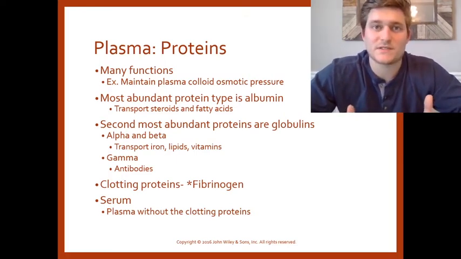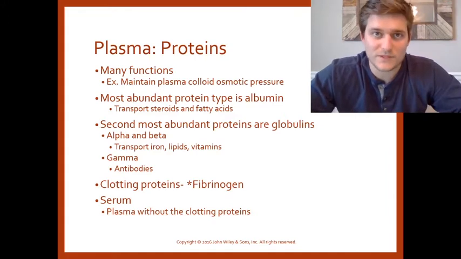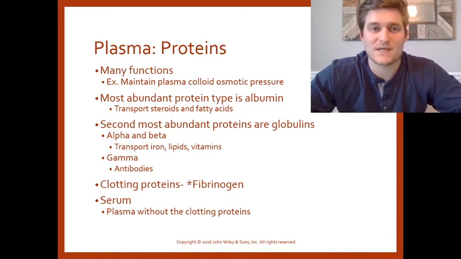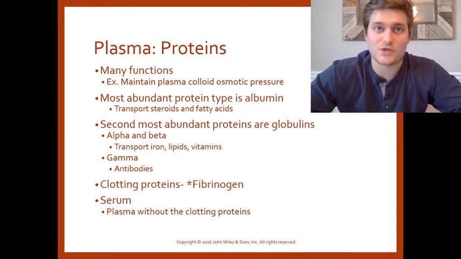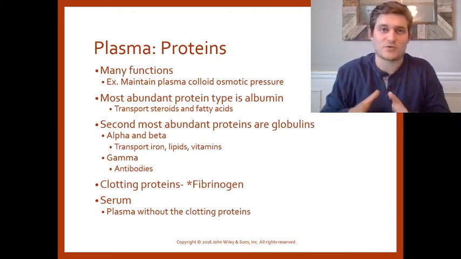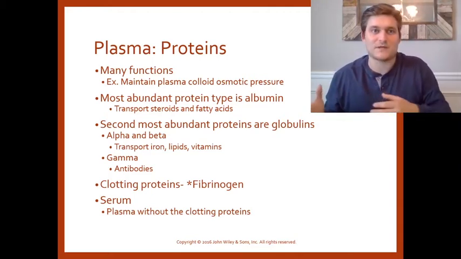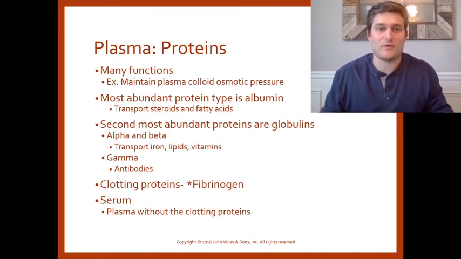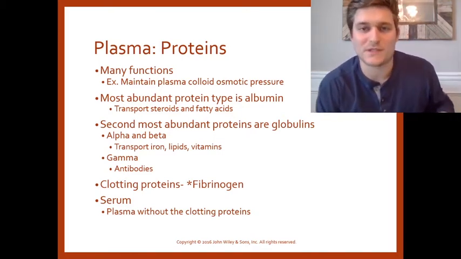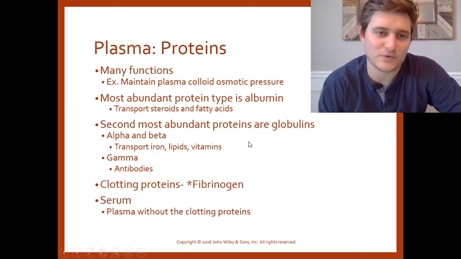There are many different plasma proteins which are going to have their own specific functions, but all of these proteins are going to contribute to that filtration pressure that we talked about in the last lecture. So these proteins maintain what's called the plasma colloid osmotic pressure. So when we talked about filtration of materials from the bloodstream to the intracellular fluid, those proteins are playing a role in that.